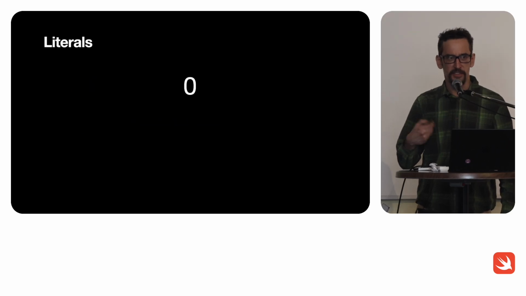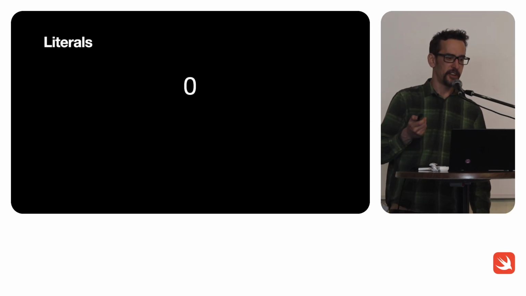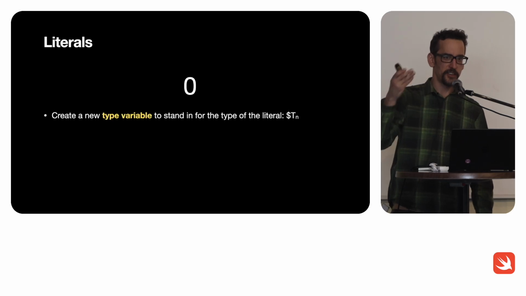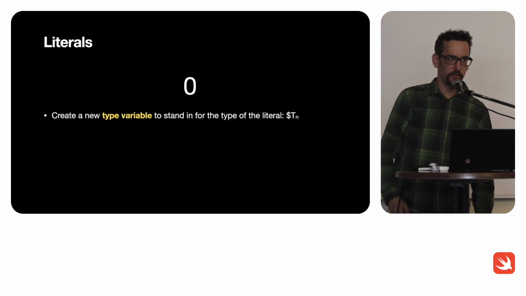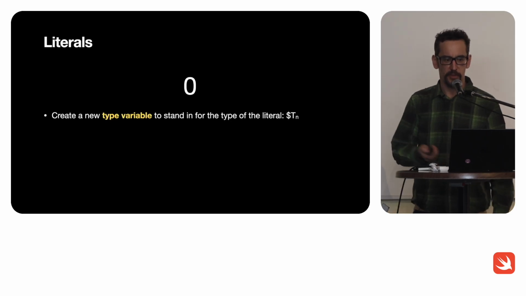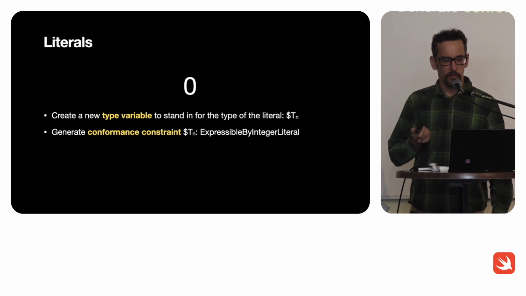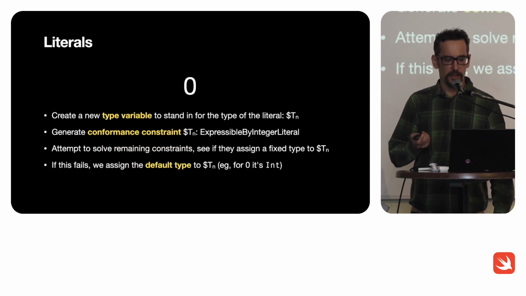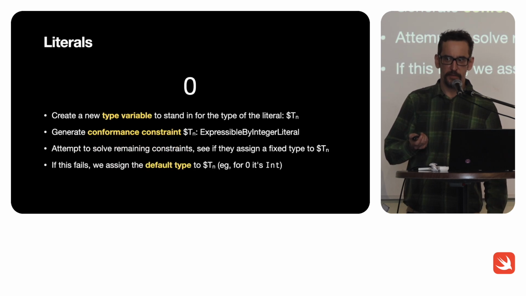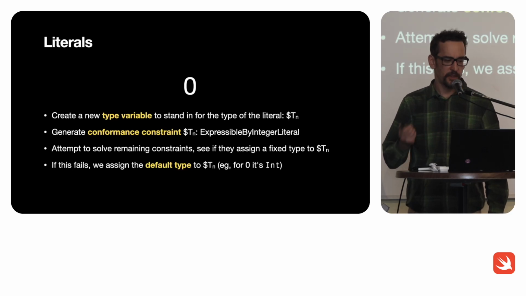And there's this kind of misconception I've seen a few times where a literal also becomes a disjunction of every single type that conforms. That's not how it works, because that would be completely intractable. It's a lot simpler than that. We create a type variable for the literal's type, and then we say that it has to conform to this protocol. We type check the remaining expression, and if nothing else forces our literal to have a specific type, we give it the default type, which for 0 is going to be int.